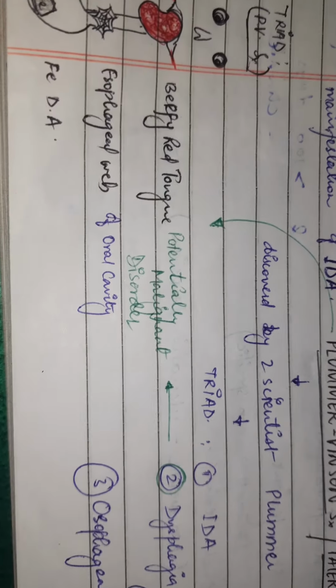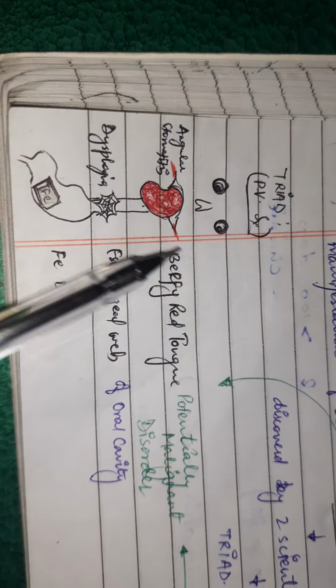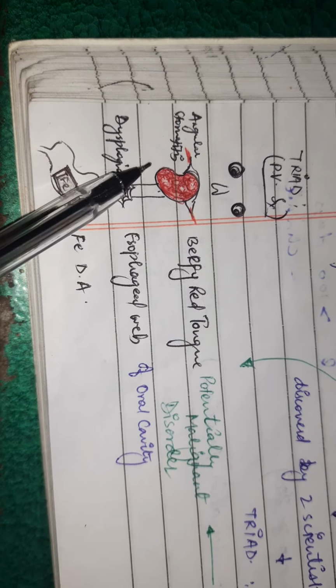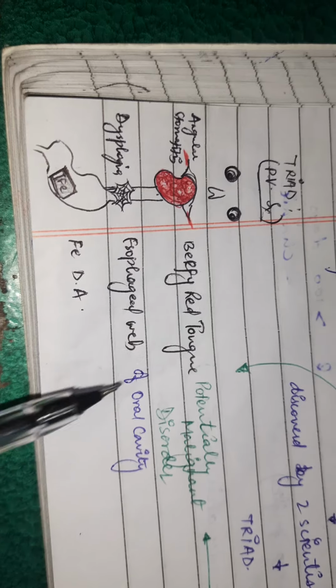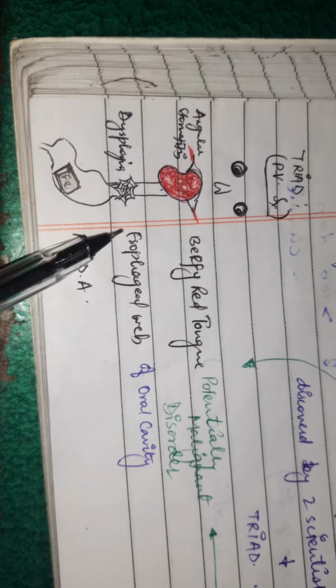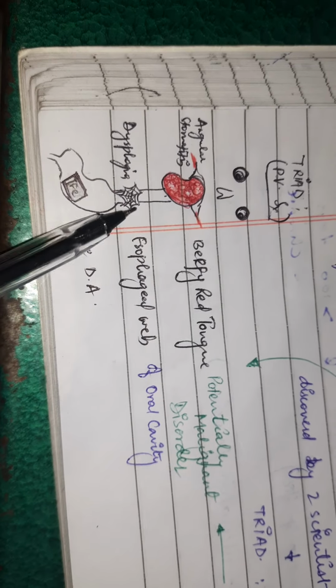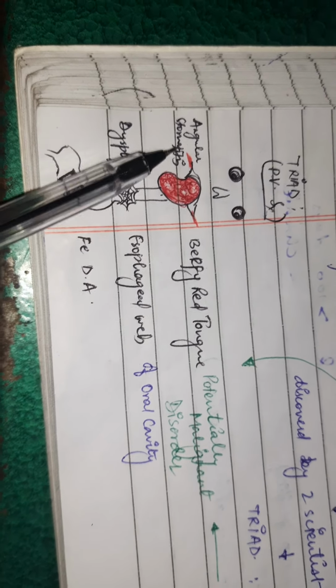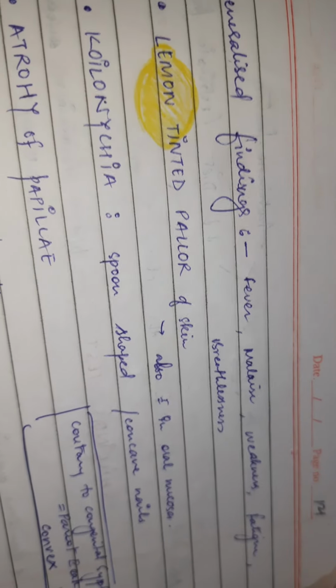So these are the pictures, so we can remember it. Triad: Plummer-Vinson syndrome, beefy red tongue of the oral cavity, a potentially malignant disorder, esophageal webs, and iron deficiency anemia, dysphagia due to esophageal webs, and angular stomatitis. Okay, that's it. Now generalized findings are fever, malaise, weakness, fatigue, breathlessness.